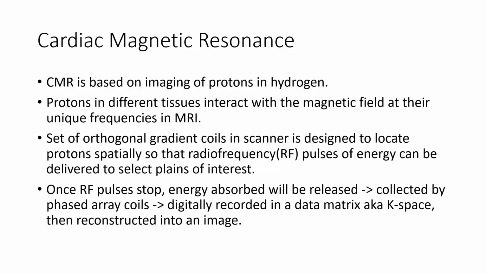The fourth imaging modality is cardiac magnetic resonance. CMR is based on imaging of protons in hydrogen. The protons in different tissues interact with the magnetic field at unique frequencies in MRI. A set of orthogonal gradient coils are designed to locate the protons spatially so that the radio frequency pulses of energy can be delivered to the selected planes of interest.